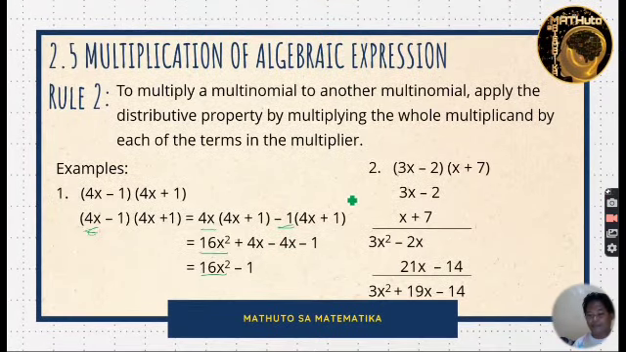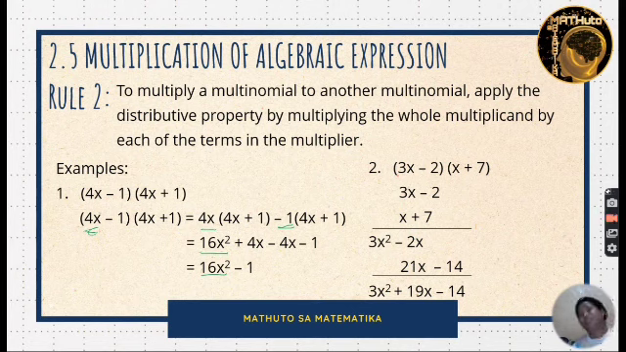So, parang ganun po siya. Ito po, number 2. 3x minus 2 times x plus 7. So, this is another way in how we are going to multiply algebraic expression. So, just like multiplying integers. We have 3x minus 2 times the quantity x plus 7.